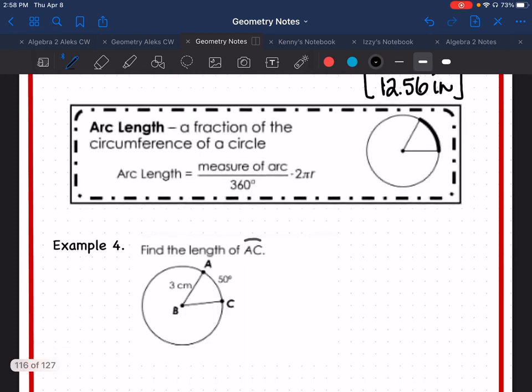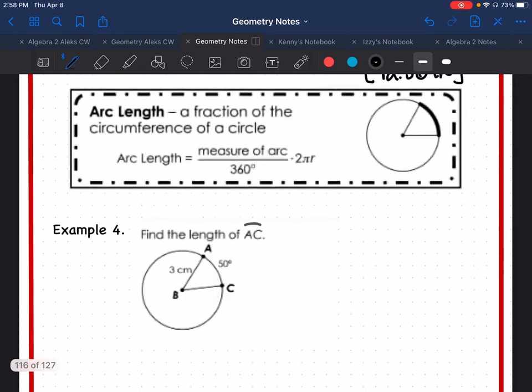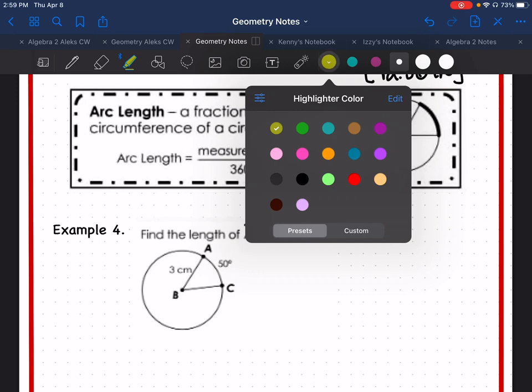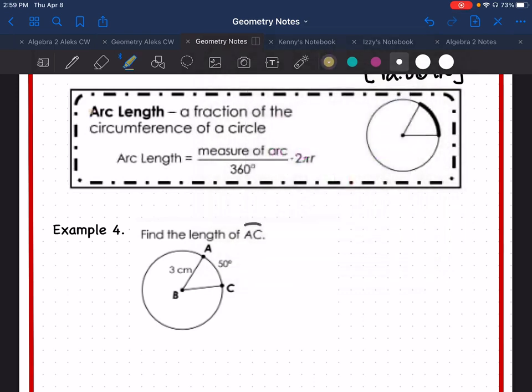All right, let's move on to the arc length. The arc length is a fraction of the circumference of a circle. So the arc length, let me go ahead and grab a different color. Okay, the arc length is just this part right here. The whole circumference of the circle would be this, but we only want this little bitty piece of it. This is called the arc length.